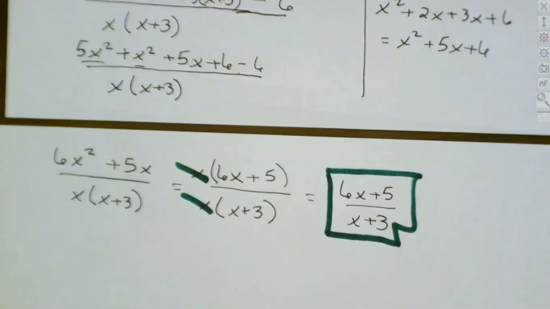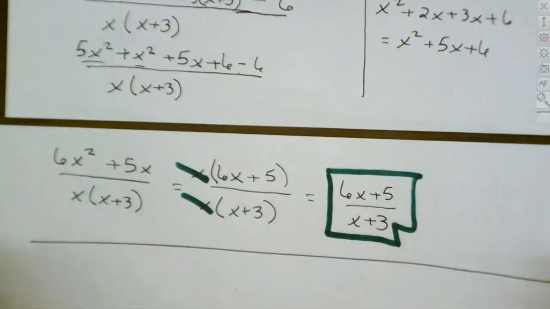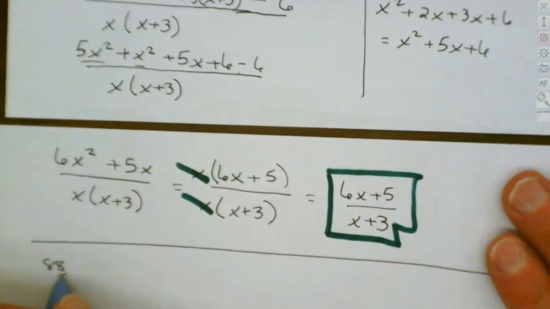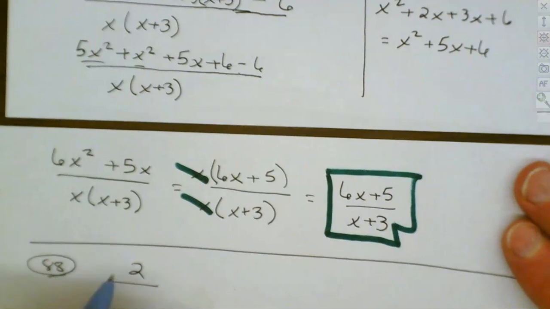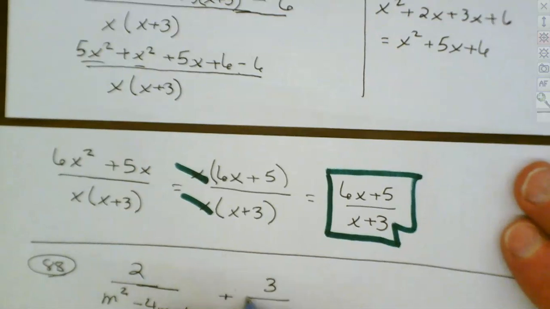Okay, let's do another one. Question 88. So question 88 is 2 over m squared minus 4m plus 4 plus 3 over m squared.